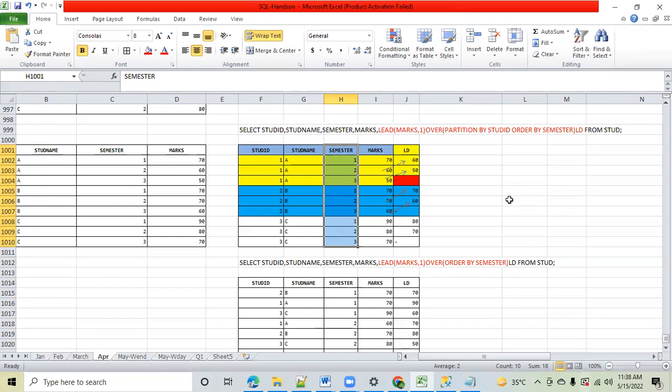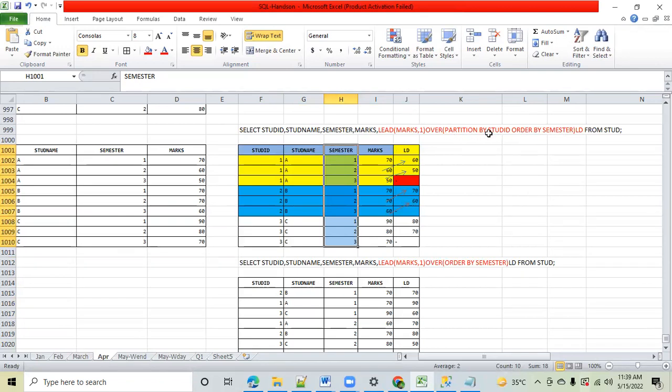Now this question is to you guys. Tell me why here the semester is not ordered. Because of the partition by student ID. Perfect, very good. Because when the SQL engine enters this over clause, first of all it will see that the user has mentioned partition by student ID, so it will not look into this order by.